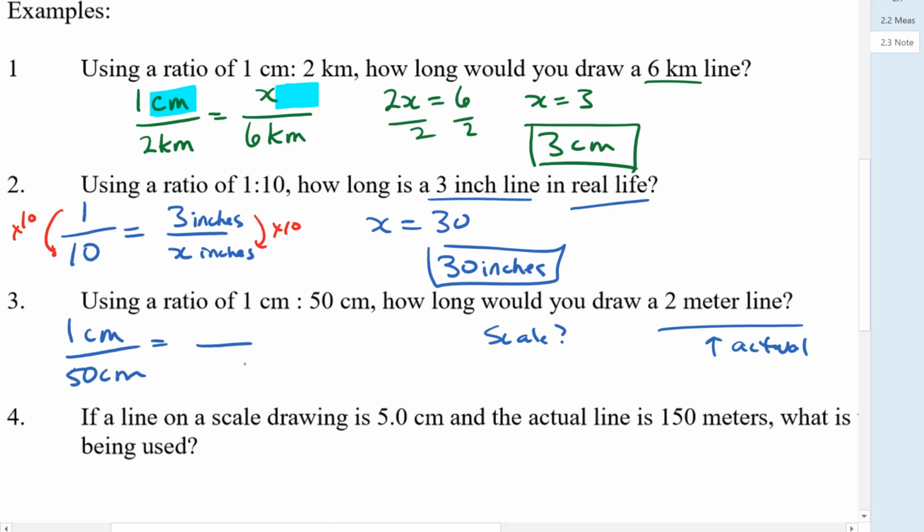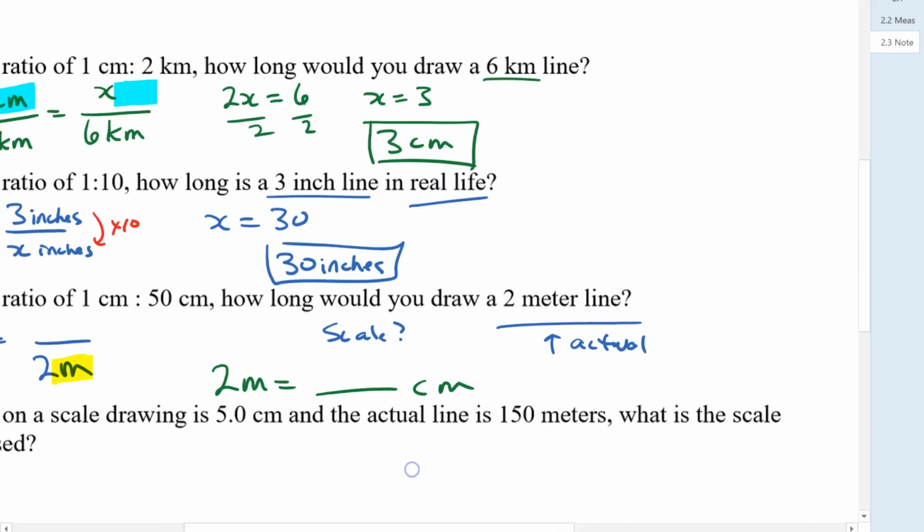But we have a problem here. If I write 2 meters here, the units are different. I've got centimeters here, and then I just got meters there. So the problem I need to fix is, how do I change 2 meters to centimeters? Here's my question: 2 meters is equal to how many centimeters?